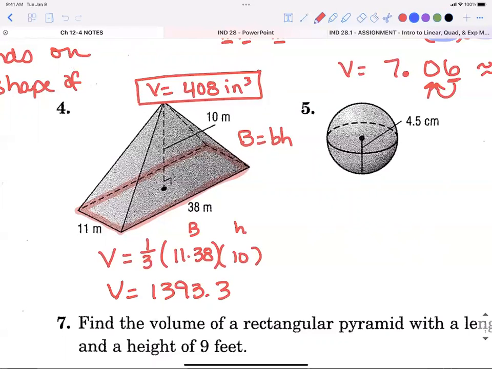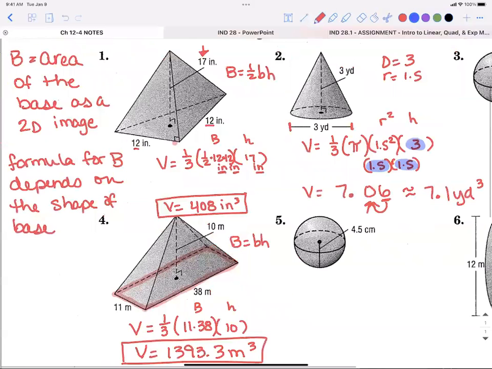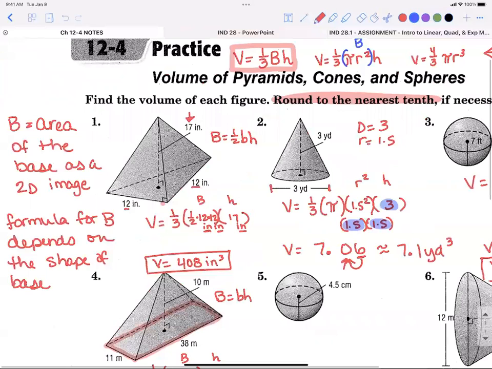Good. And then Colton, how am I going to label this one? Meters cubed, because it's 11 meters times 38 meters times 10 meters, which is 3. And there's your answer. So if it's a pyramid, determine your capital B, whether it's the area of a triangle or area of a parallelogram. For the other two, just plug it right into the equation without any changes.